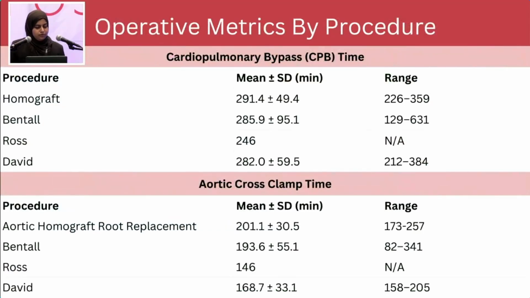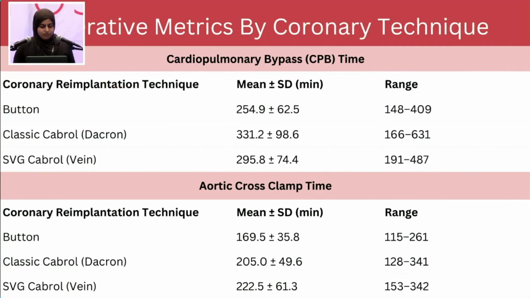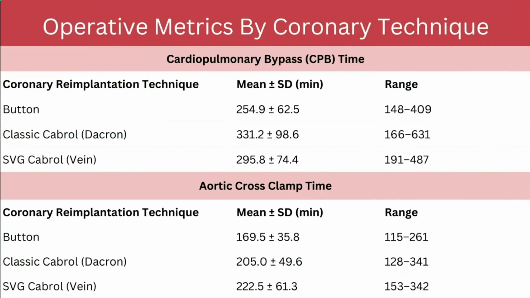Average operative times range from about 246 to 291 minutes, with the Ross procedure being the shortest and the homograft being the longest. Cross-clamp times range from 146 to 201 minutes, again with the Ross having the shortest ischemic time and homograft the longest, while Bentall showed the greatest variability overall. Cardiopulmonary bypass and cross-clamp times were longest with the classic Cabrol technique, intermediate with the SVG Cabrol, and shortest with the button technique.